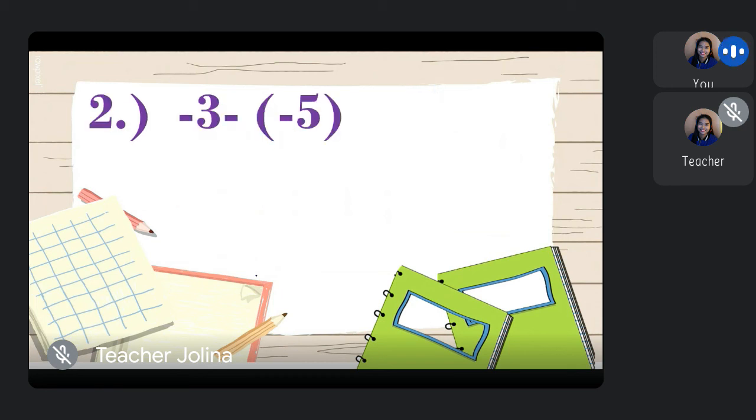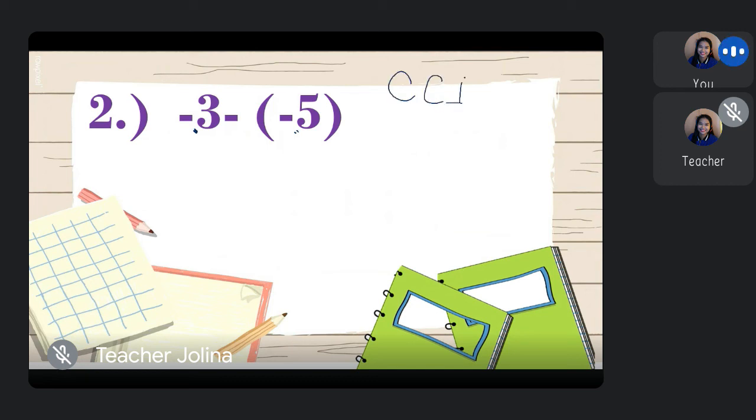Another example, we have negative 3 minus negative 5. So again, it is an integer na kung saan ay parehas po sila ng sign, kasi we have negative 3 and meron din tayong negative here which is negative 5. So parehas po ang kanilang sign. Follow lang yung procedure natin or yung acronym na CCI.